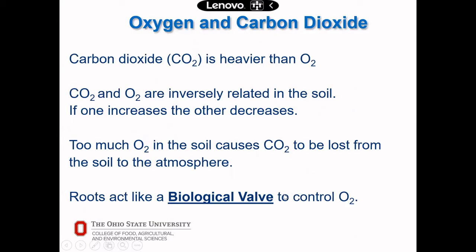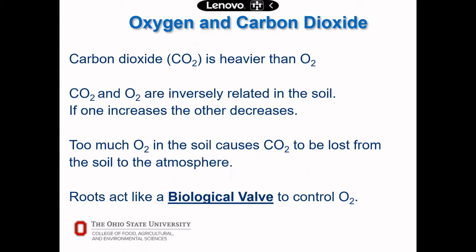And here's what's going on. Oxygen and carbon dioxide in the soil. Carbon dioxide is heavier than oxygen. They're kind of inversely related. If one increases, the other decreases. If we get too much oxygen in the soil, that causes the carbon dioxide to be lost to the atmosphere. Well, if we do this tillage when there are no plants there, that carbon dioxide goes way up into the atmosphere and gets carried off, and it's not available to the plants.